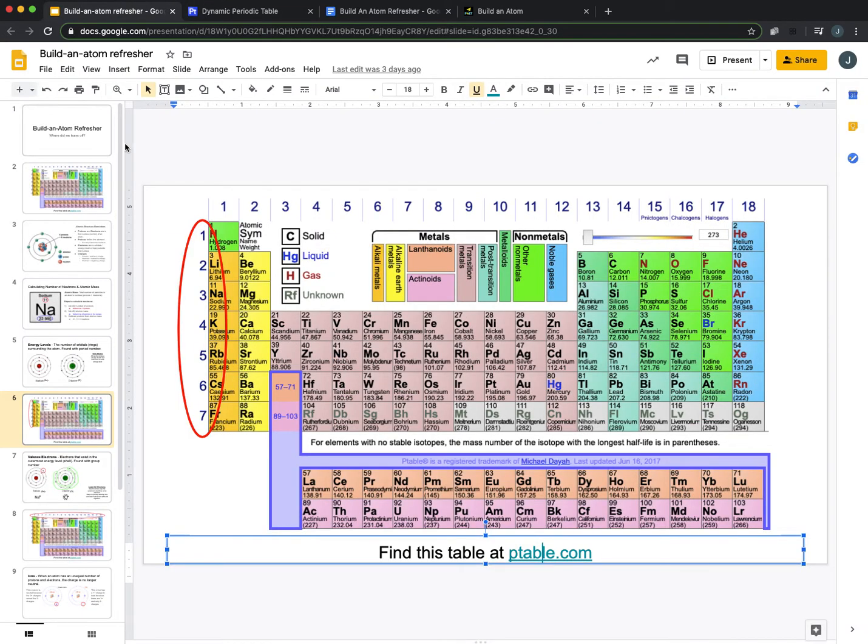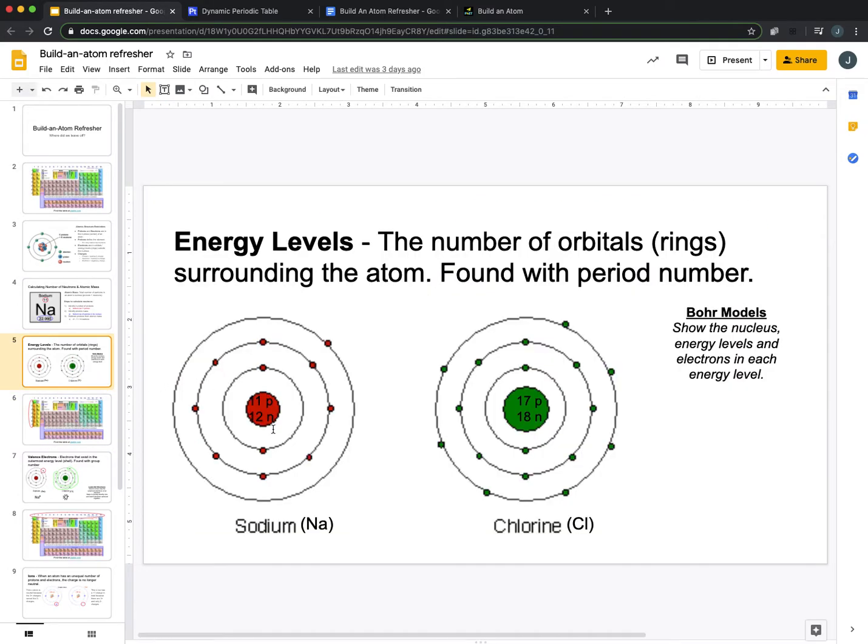So if I come back, you'll see that these have all of their electrons laid out in a specific pattern. For sodium, the layout is 2 electrons in the first shell, 8 electrons in the second shell, and then 1 in the outermost shell. Bohr models are used to show the nucleus with all the energy levels and the electrons in each energy level. And it is assumed that these are neutral atoms.